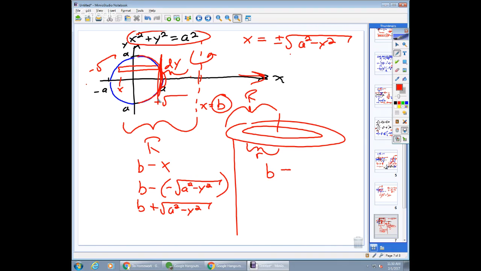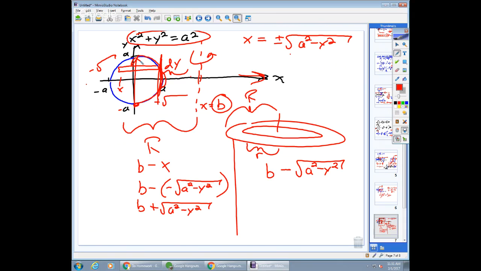The positive square root this time. Yeah, so it's going to be b minus the positive square root of a squared minus y squared. Okay, so big R is b plus the square root, little r is b minus the square root. And we're going to be integrating with respect to y as we go from negative a up to a. And we're going to be collecting a whole bunch of these thin little washers. And when we stack all those washers up on top of each other, we've just made a giant donut.